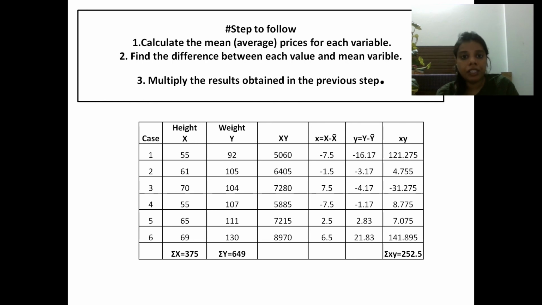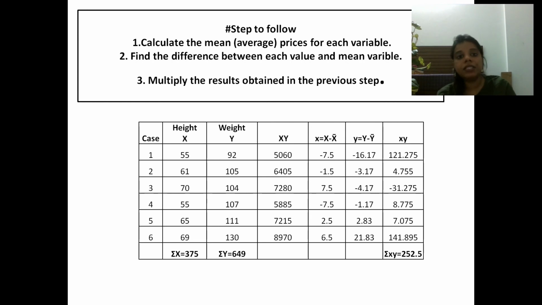First of all, calculate the average, or mean, of whatever variables are given. Here I just wrongly mentioned price. I am calculating the average of height and the average of weight. The sum of the values of height and weight is 375 and 649. If I divide by 6, the number of cases in this question, I get the mean value of x and y, right?